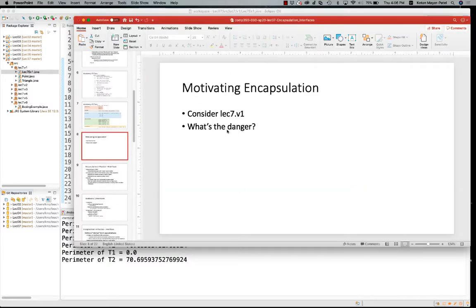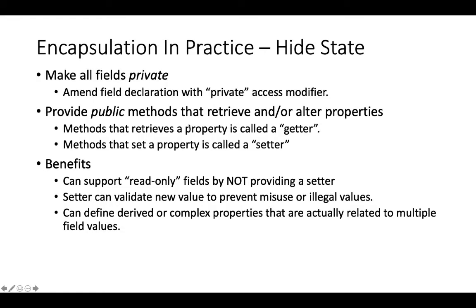So what does that mean for us? In practice, the idea of encapsulation basically means you want to hide your state. You want to hide the fields so that they aren't accessible outside the class. So almost without exception, you almost always want to make your fields private. That way, by putting the private access modifier, it tells the compiler that code that is not part of this class should not have access to these fields.